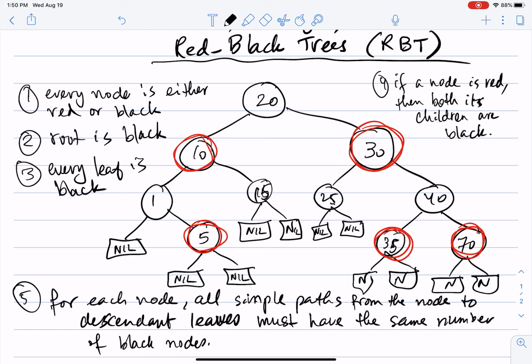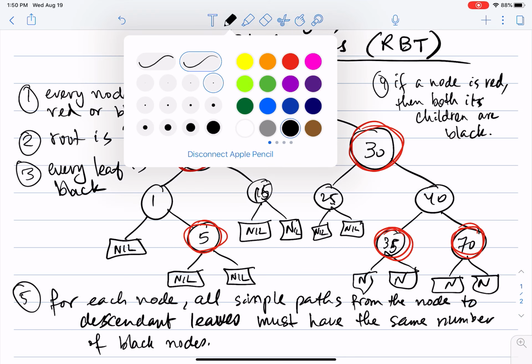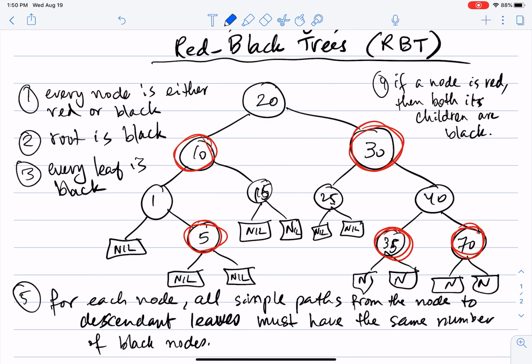Okay, so if you look at any node in this tree that I drew, look at all the paths that go from that node to any leaf under it. All these paths must have the same number of black nodes. So let's take just one example here. Let's take the node 10, for example. Look at all paths that go from 10 to a leaf. So this is one path.